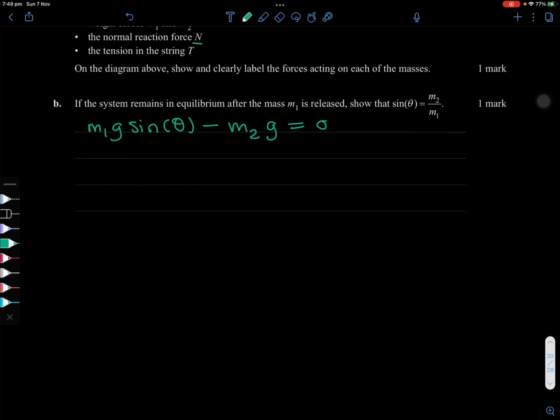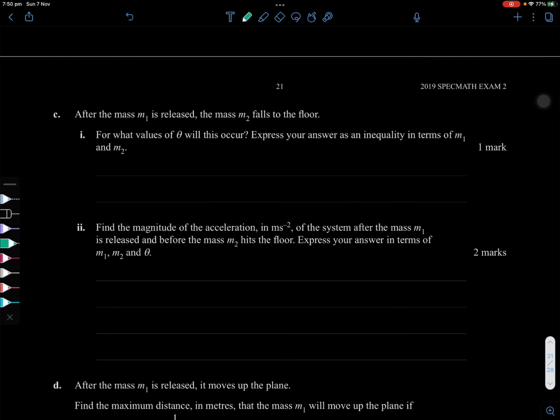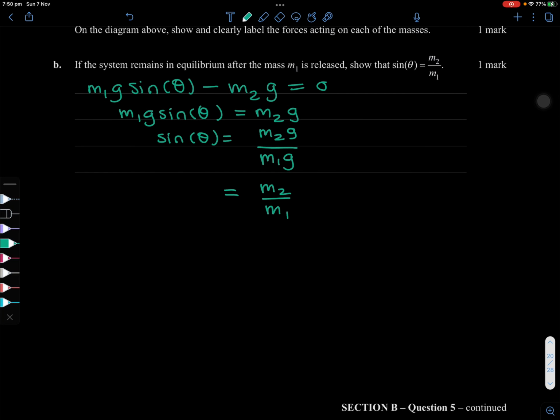Then adding the m2g to both sides gives us m1g sine theta is equal to m2g. Dividing by m1g on both sides, we get sine of theta is equal to m2g over m1g. Now the g's cancel out and we're left with m2 on m1. Okay? And that gives us what they wanted us to show. Now it says after the mass m1 is released, the mass m2 falls to the floor. For what values of theta will this occur?